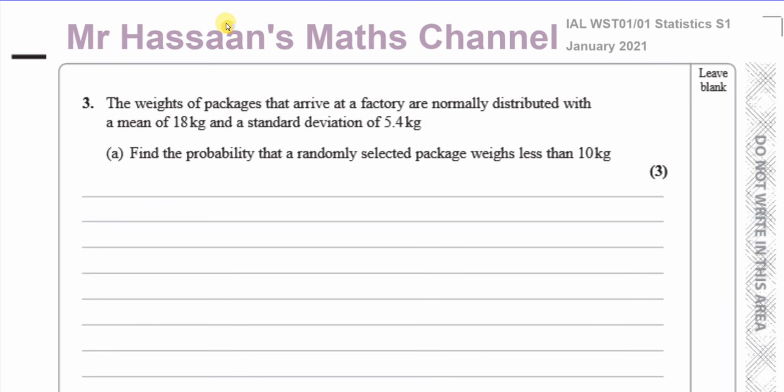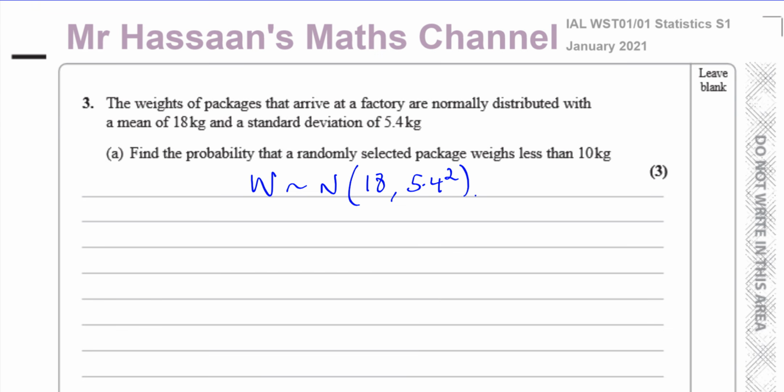This question is about normal distribution. The weights of packages that arrive at a factory are normally distributed, with a mean of 18 kilograms and a variance of 5.4 squared. So the standard deviation is 5.4, which means the variance is 5.4 squared. That's how you write this notation for normal distribution. It says find the probability that a randomly selected package weighs less than 10 kilograms.